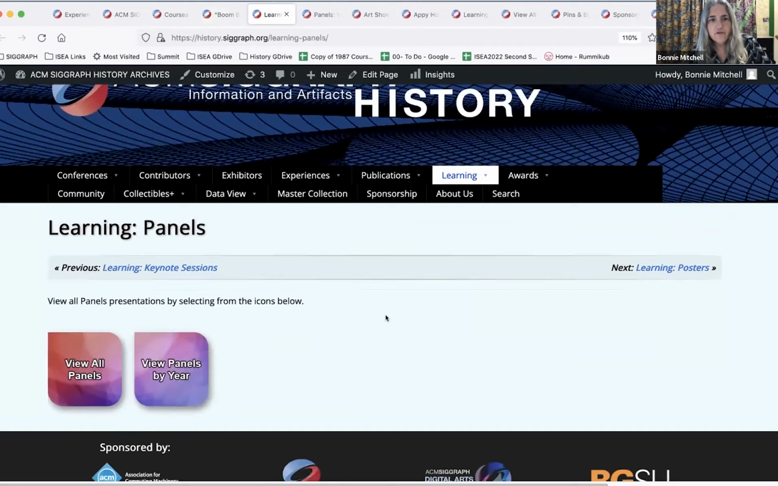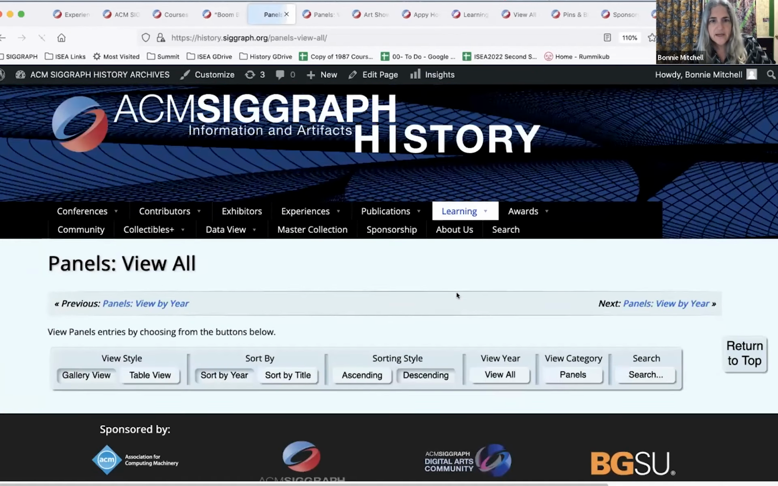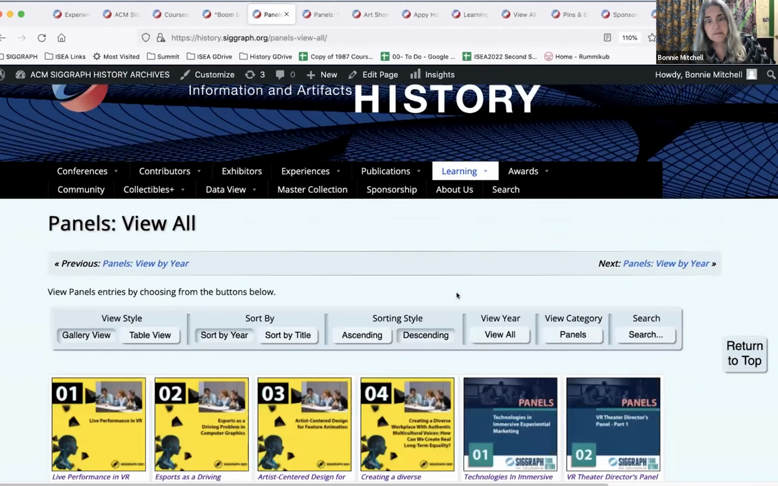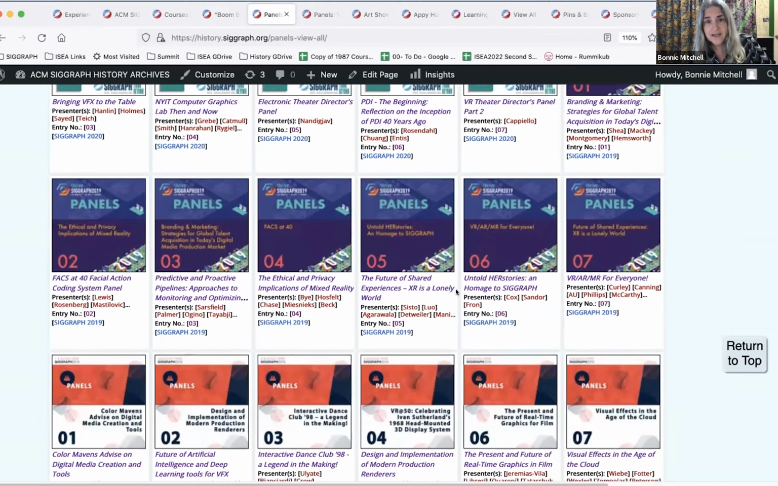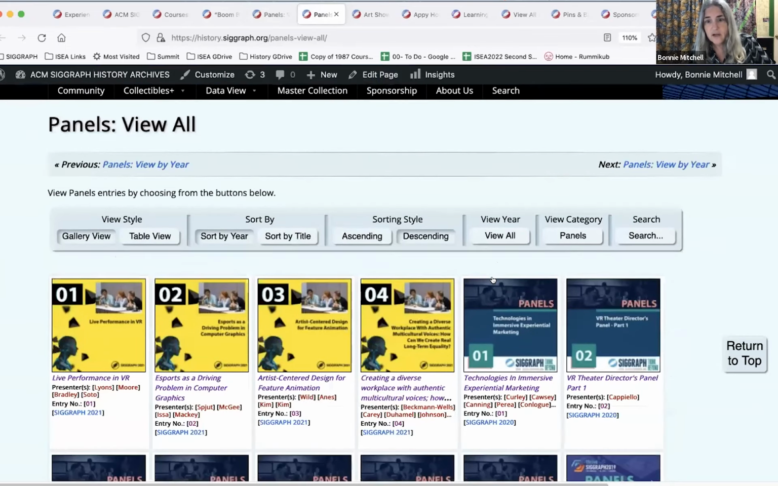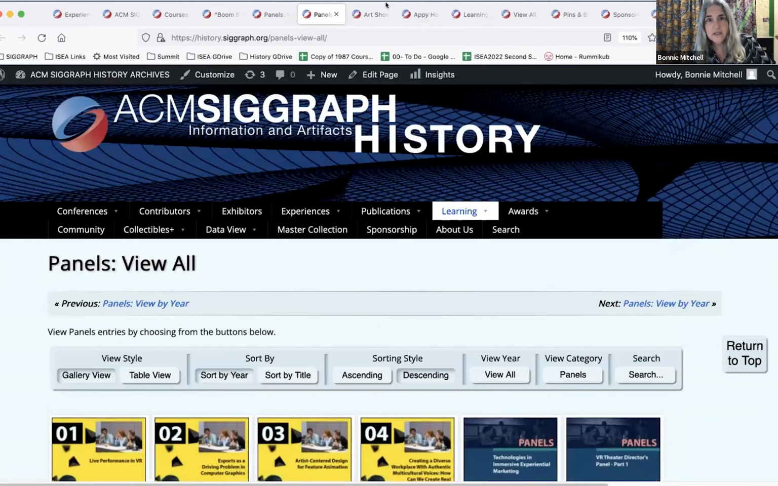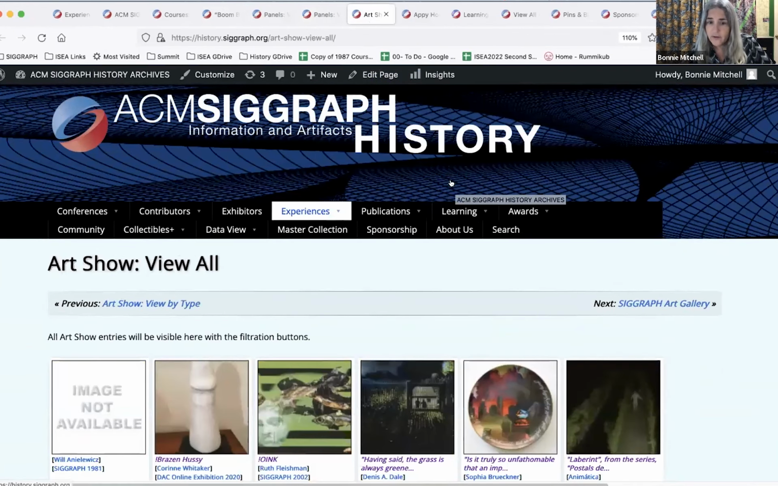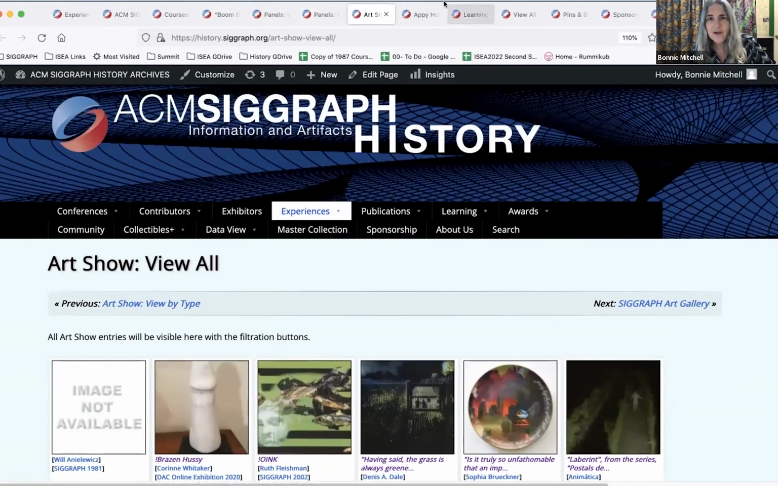We also have lots of panels that you can view by year, or you can view them all. We have hundreds and hundreds of panels, and we're working again in the 80s now. We went backwards on those. And so if you take a look at them, you can scroll down and look at them in lots of different ways. Please explore. We have all of the art from the art shows already entered, except for some of the early stuff is missing. If you ever see this, image not available, please help us out.